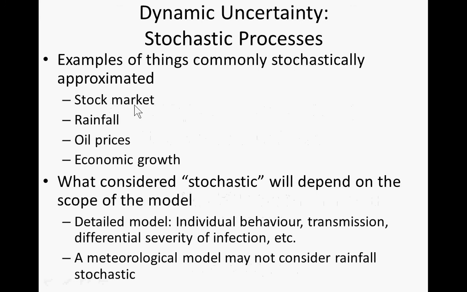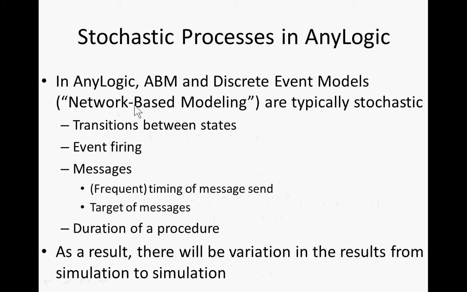What's considered stochastic and deterministic is often a matter of the scope of the model. In AnyLogic, agent-based modeling and discrete event are typically stochastic. System dynamics models in AnyLogic and in other packages may be stochastic, although they're most commonly deterministic. Agent-based and discrete event models are stochastic in part because there are stochastic transitions between states. So there's a certain rate of going from one state to the other, for example, because firing of events may be done at a rate type of level, like for immigration.